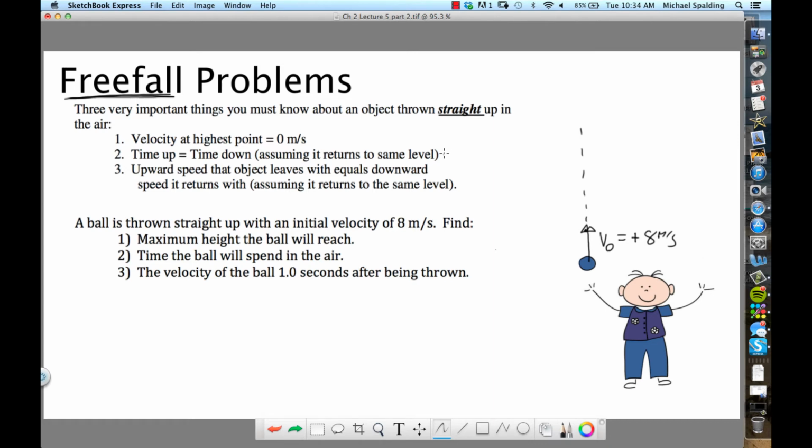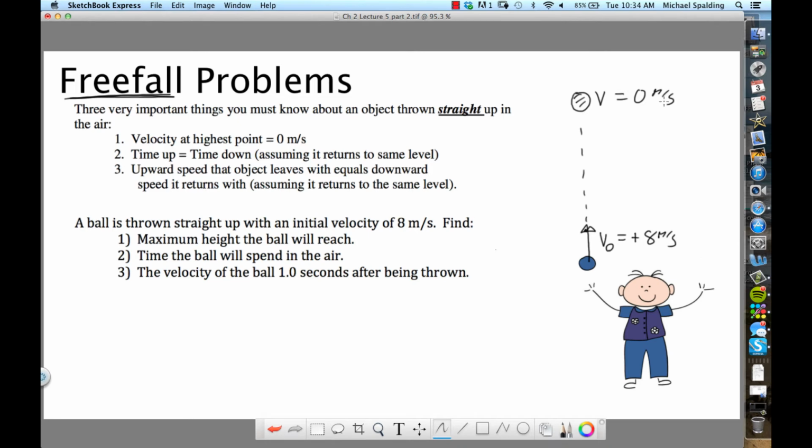Okay? There are 3 things that you need to know about an object in free fall, and I have them listed right here. The first thing is that the velocity at the highest point is 0. So the ball starts with a velocity of 8 meters per second, and as it goes up, that velocity gets smaller, smaller, smaller. When the ball reaches the highest point, the velocity is 0.